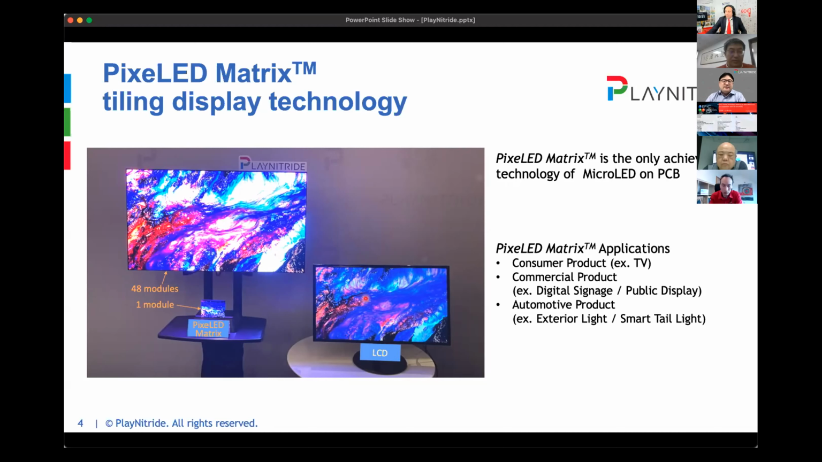Comparing to the right-hand side, this is LCD. We input the same video, and you can easily see the better contrast and better color, and it is even much brighter. Of course, we adjusted the LCD to its best performance. We're not trying to make the LCD look worse. LCD is good enough for our life, but for the future, we need a better display. So here you can easily see the difference from micro LED to LCD.